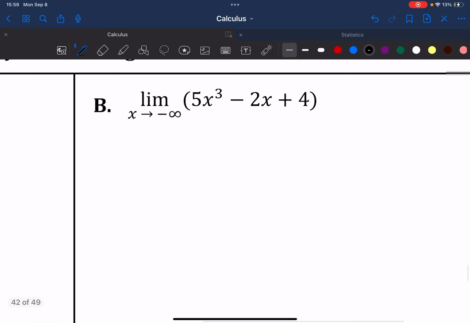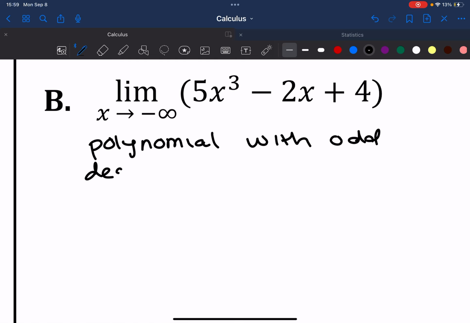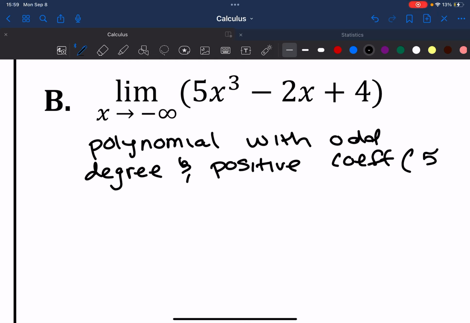Okay, on part B, I notice that this is a cubic function. So this is a polynomial with odd degree and positive coefficient, the 5. Okay. And I'm plugging in a negative infinity. So if I continue to plug in negative numbers into x cubed, I'm going to result in a negative number. For example, negative 2 cubed is negative 8. And since I'm multiplying by a positive leading coefficient, I'm still going to end up with a negative number.